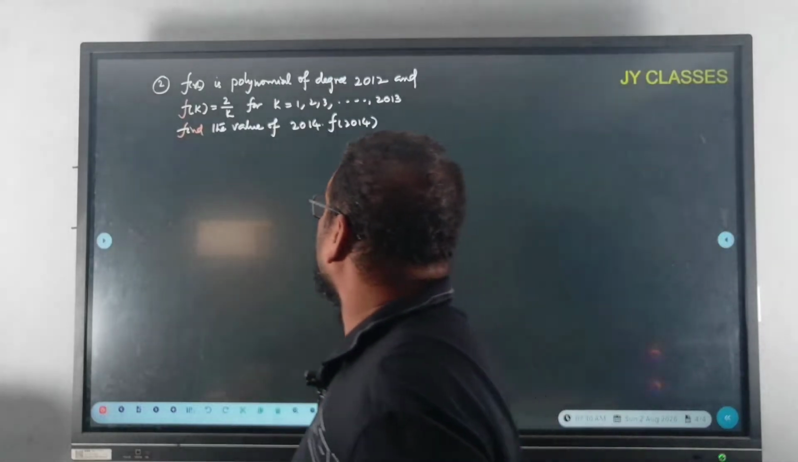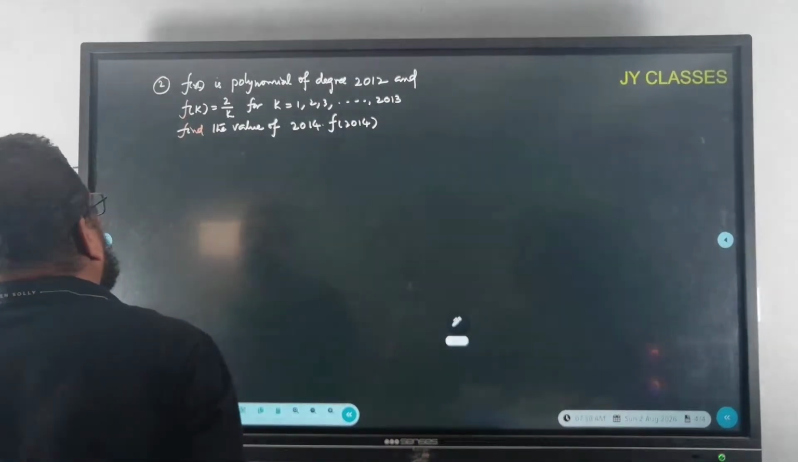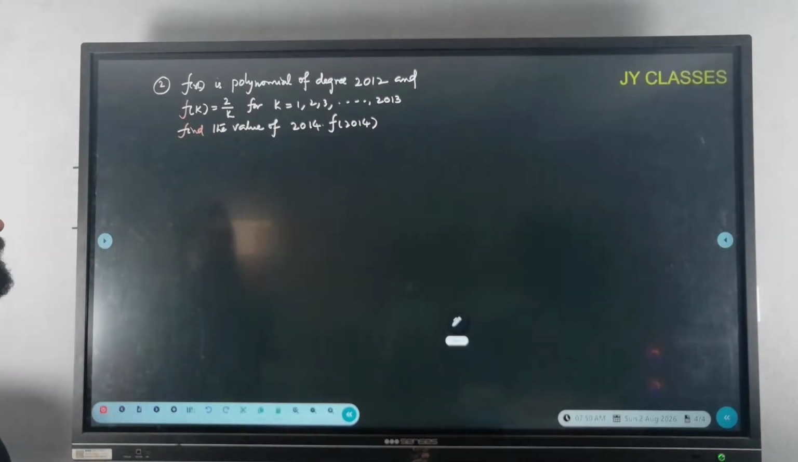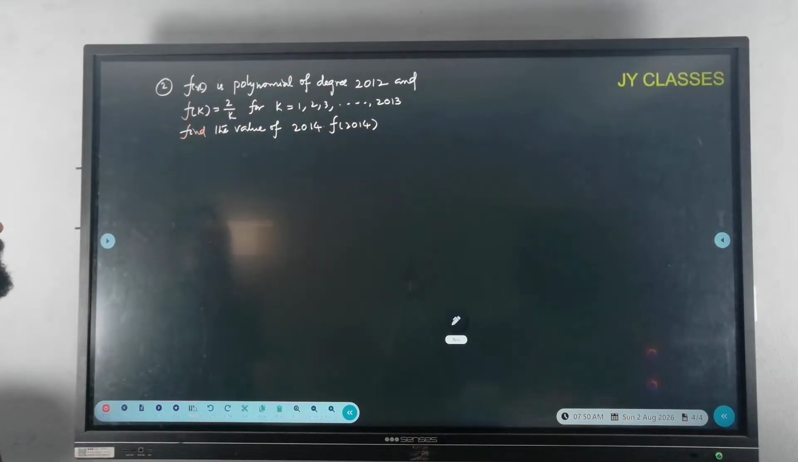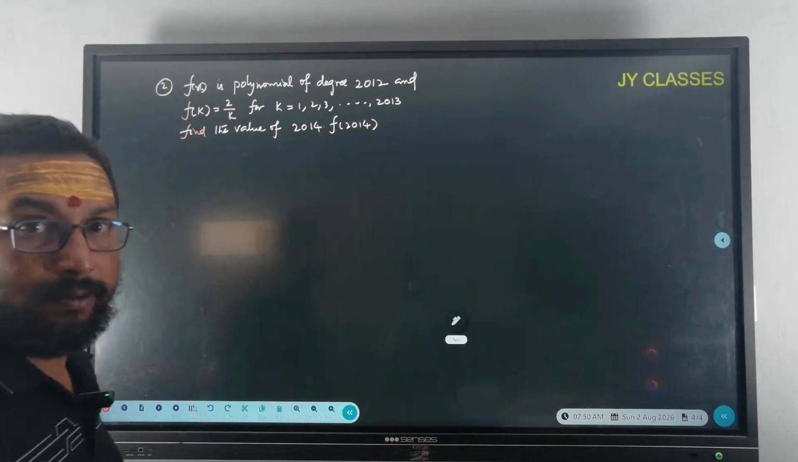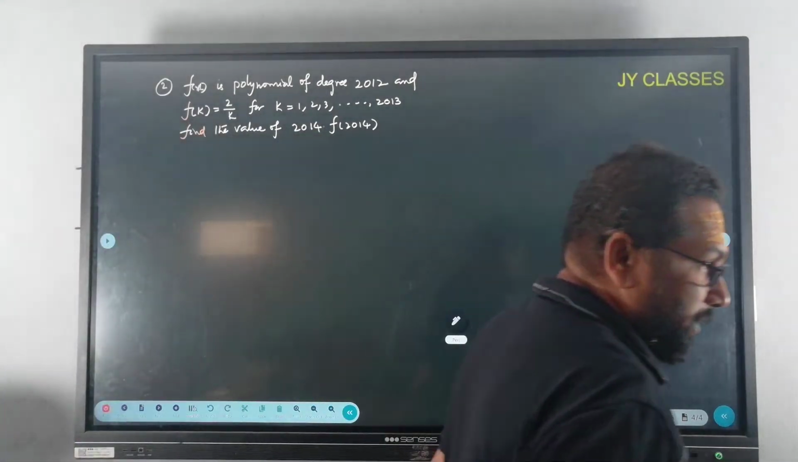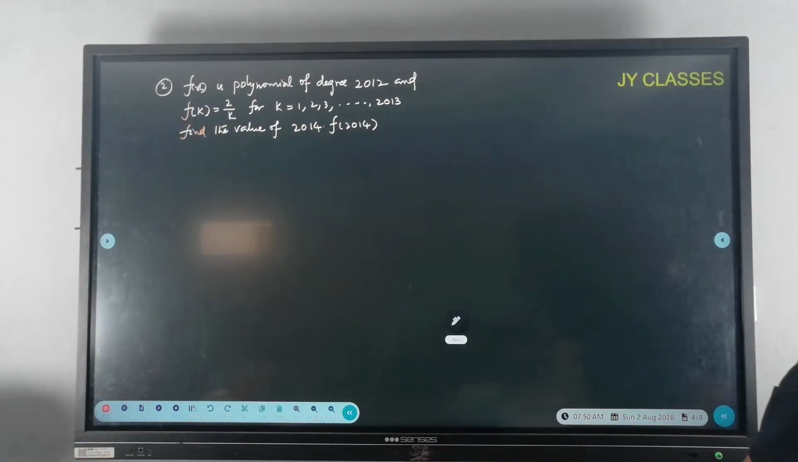f of x is a polynomial of degree 2012 and f of k is equal to 2 by k for k is 1 to 2013. Find the value of 2014 times f of 2014. That is the question.